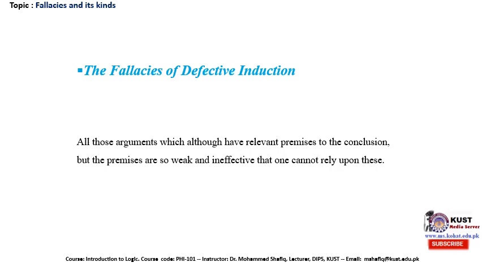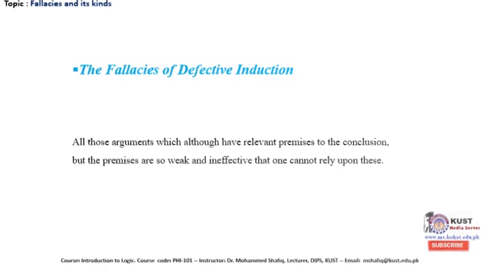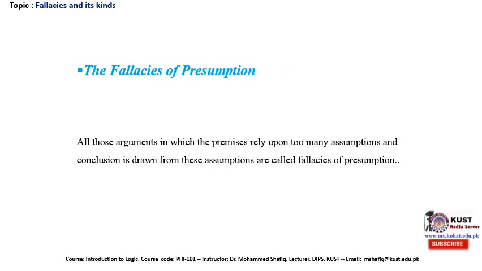The fourth class of the fallacies is presumption. All those arguments in which the premises rely upon too many assumptions, and the conclusion is drawn from these assumptions, are called fallacies of presumption. In fallacies of presumption, too much is assumed in premises. The inference to the conclusion depends mistakenly on these unwarranted assumptions.